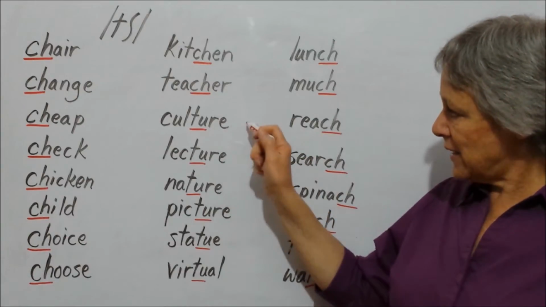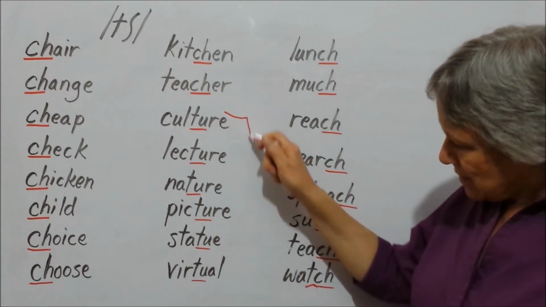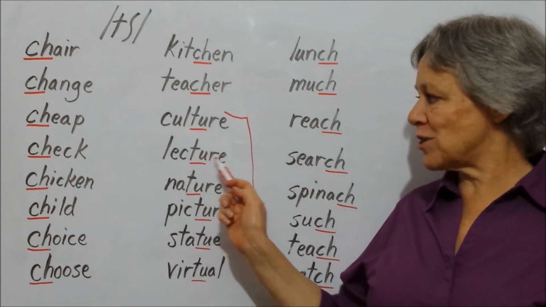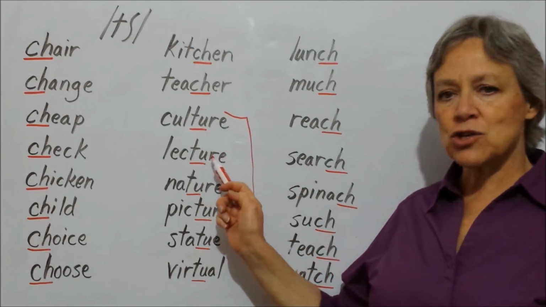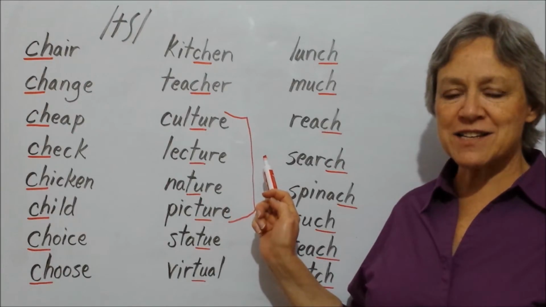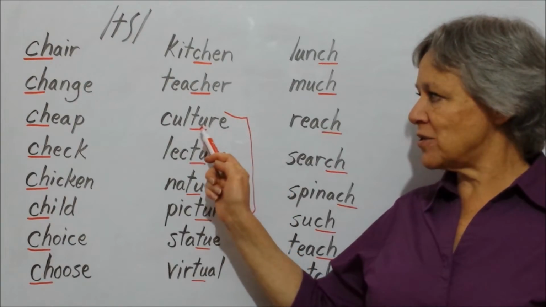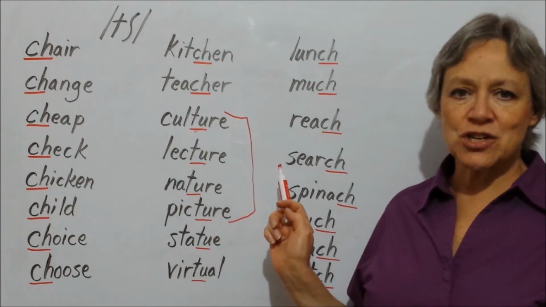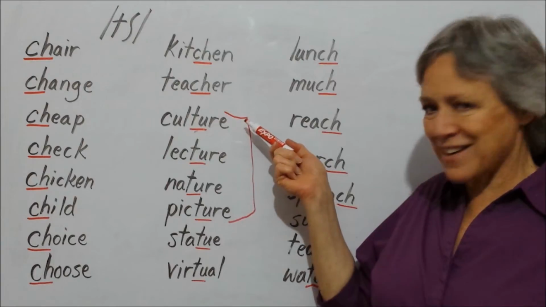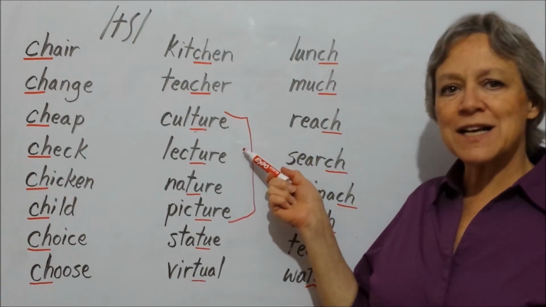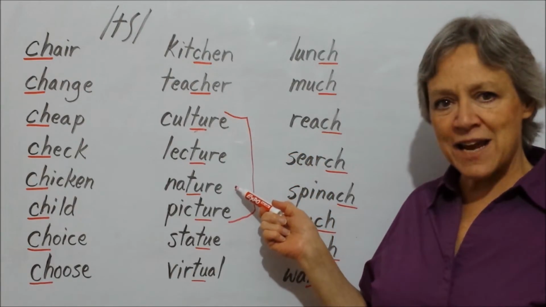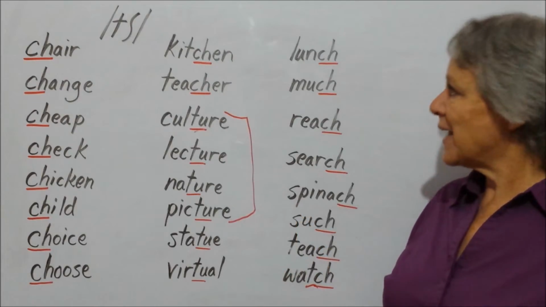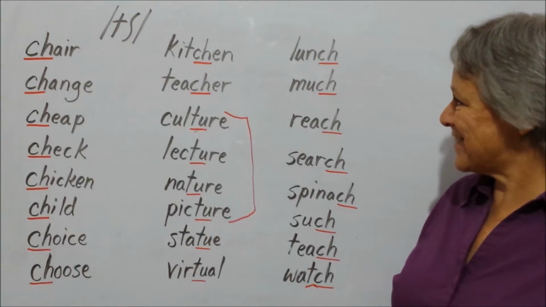Notice that in these 4 words, the last 4 letters are T-U-R-E, chur. We have many words like this where the end of the word is T-U-R-E and the T-U makes the ch sound. So these again are culture, lecture, nature, picture. Okay? And let's see what else.